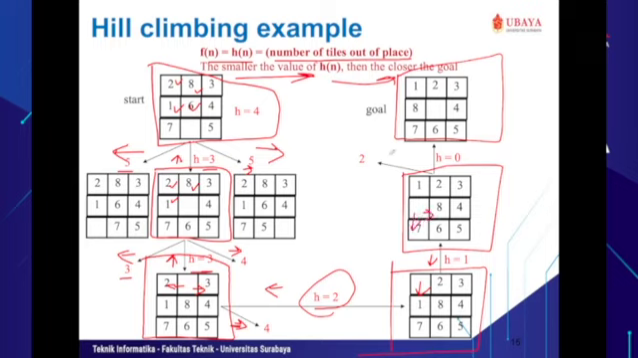And from here, we know that this blank tile can either move down or move right. If it moves down, the heuristic value is 2, but if it moves right, the heuristic will become 0. Choose the smaller value of h(n). So in this case, we choose this one, just move right. In that case, we will get our goal state. Let's see another example of the hill climbing algorithm.